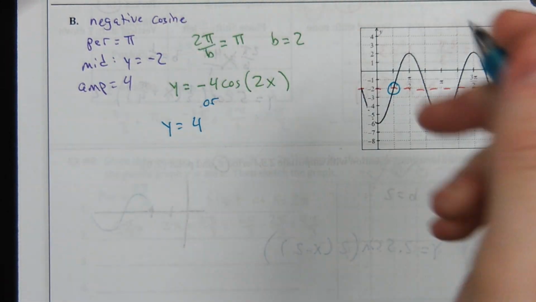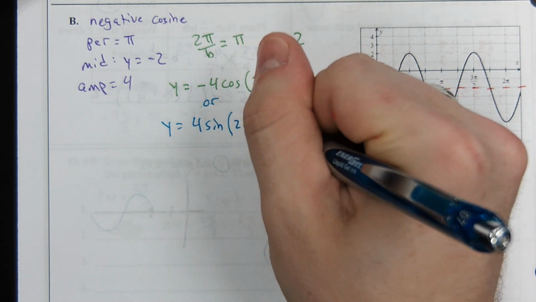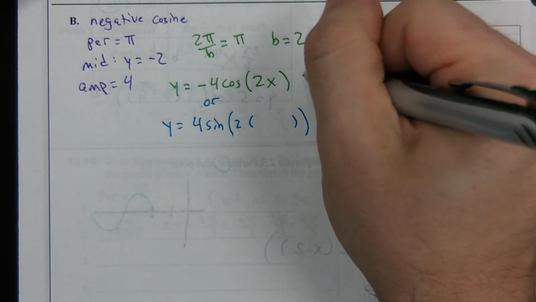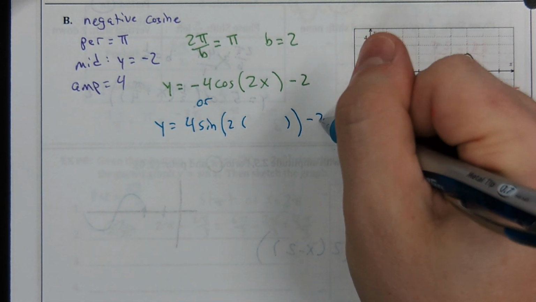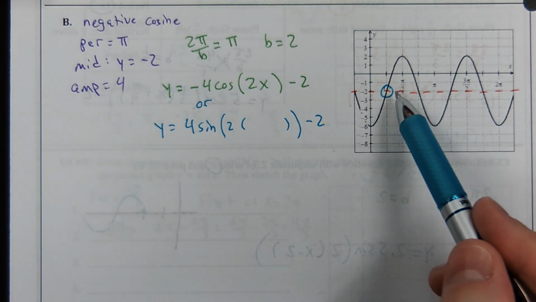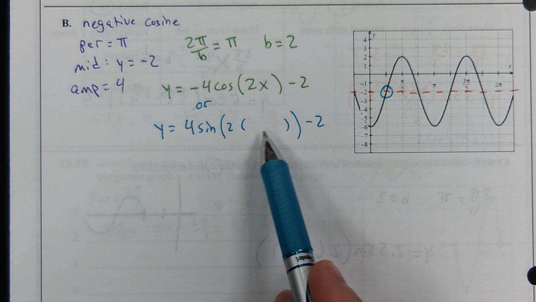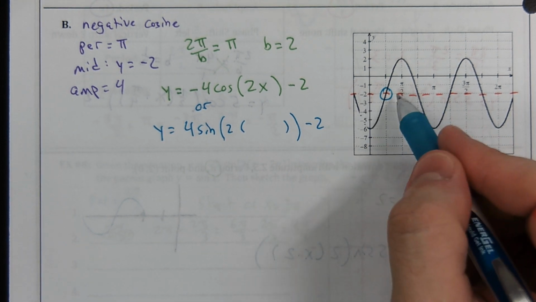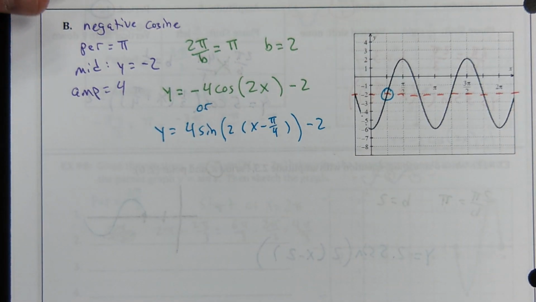Same amplitude, but positive. Sine of, same number in front of x. Oops, I forgot to write the midline. So sorry about that. Same midline. And if it's starting at pi over 4, what do I see inside these parentheses? x minus pi over 4, because it's shifted to the right. You see, it's so good that you have this ability.